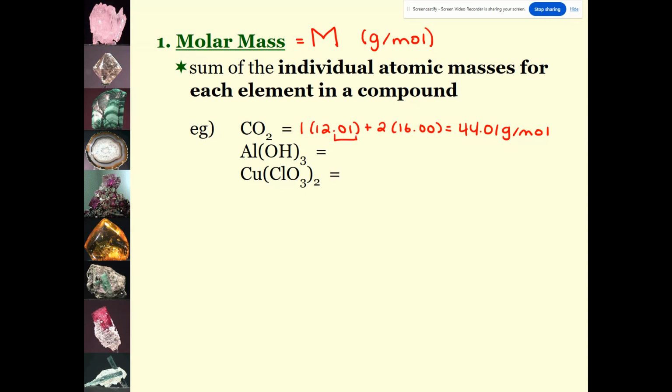So I'm looking at my decimal places. I have 2, so my answer for my molar mass should always have 2 because all the digits on the periodic table have 2, the periodic table that we use.